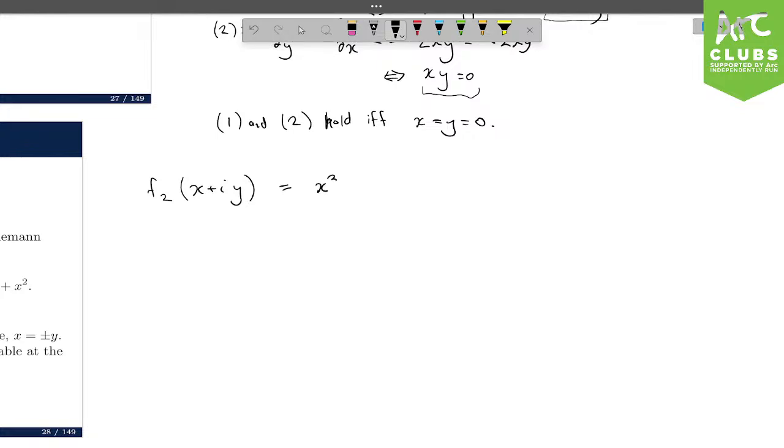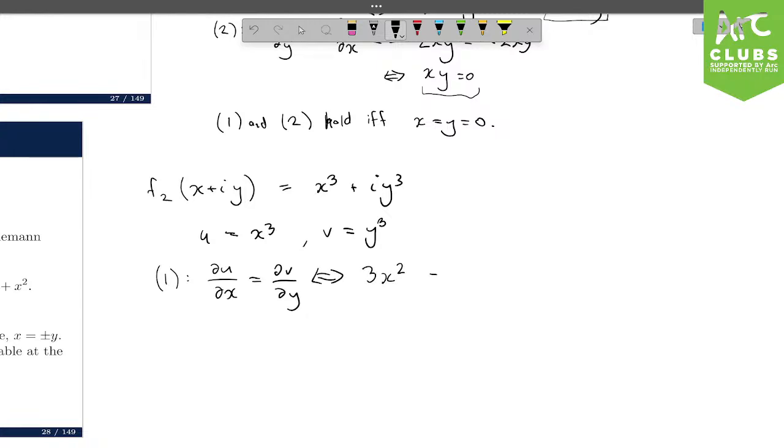Is equal to x cubed plus i y cubed. So u is equal to x cubed and v is equal to y cubed, right? That means that in order for our first equation to hold, which is delta u over delta x equaling delta v over delta y, we need that 3x squared is equal to 3y squared, right? And again, we get that x squared equals y squared, so x is equal to plus or minus y.